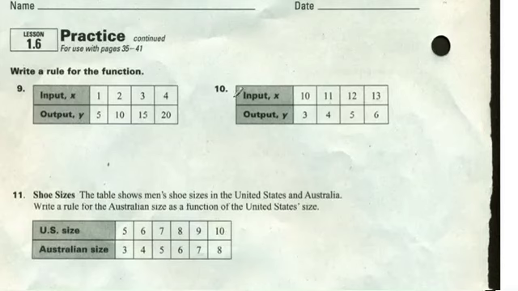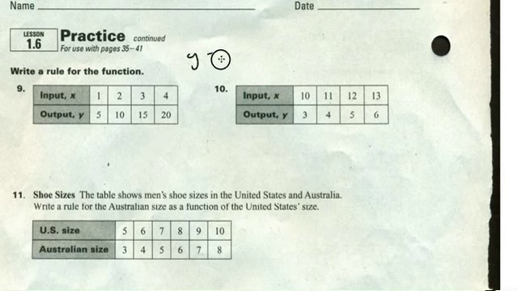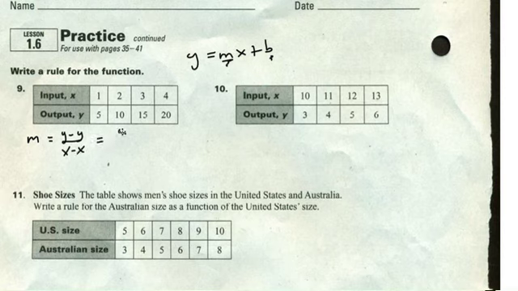I skipped number 8. Write a rule for the function. Well, we know that our rules are going to be in slope-intercept form. Y equals mx plus b. M is our slope. B is our y-intercept. So we know our slope is the difference of the y's over the difference of the x's. So in this case, our pattern of our y's is adding 5. Our pattern of our x is adding 1. 5 over 1 is 5.